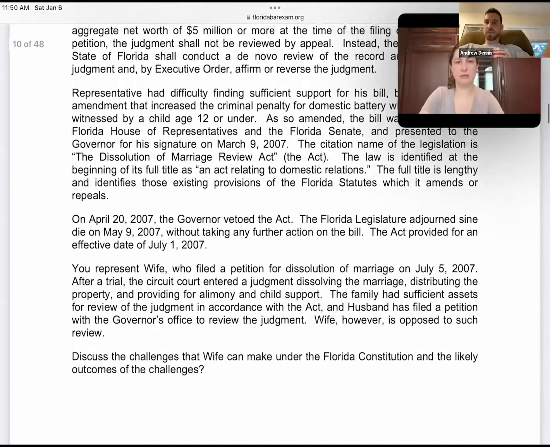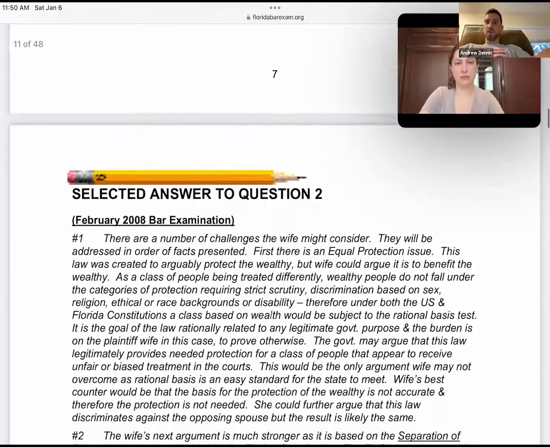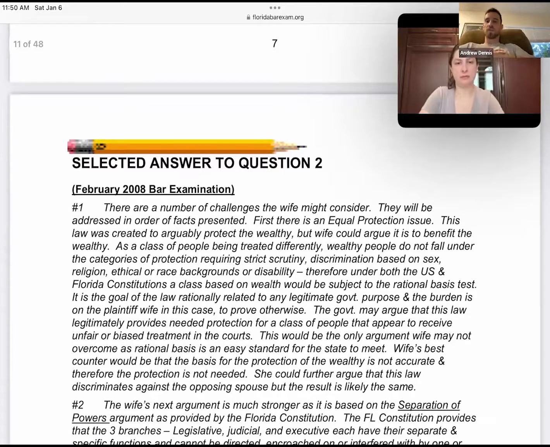Okay. So we already kind of read what's going on. Let's see what the model answer is. There are a number of challenges the wife might consider. They will be addressed in order of facts. First, there's an equal protection issue. This law was created to arguably protect the wealthy, but wife could argue it is to benefit the wealthy.